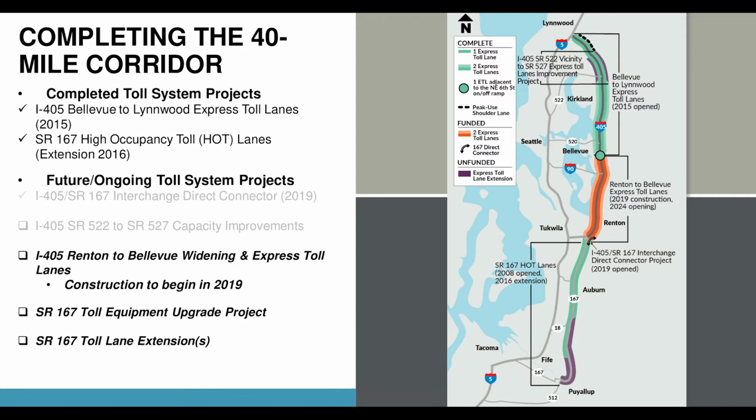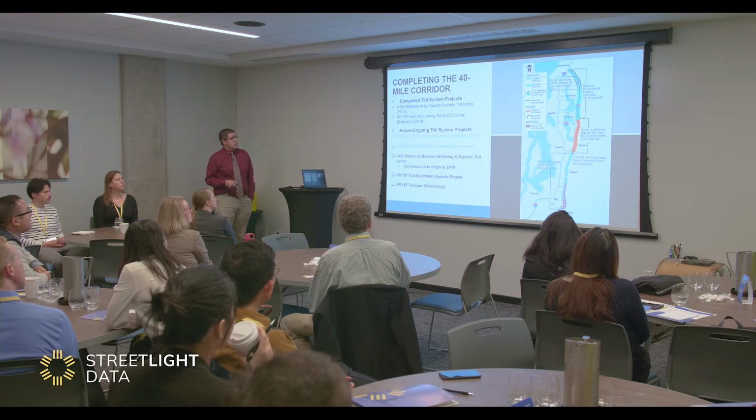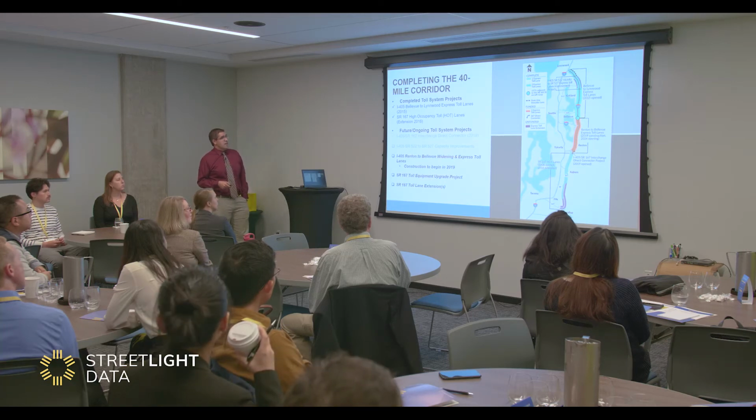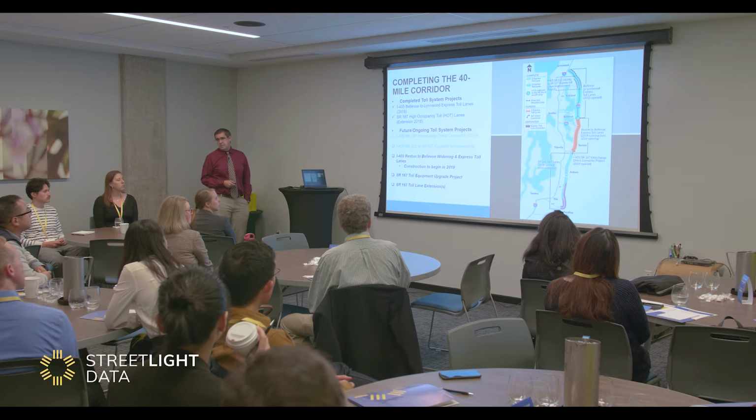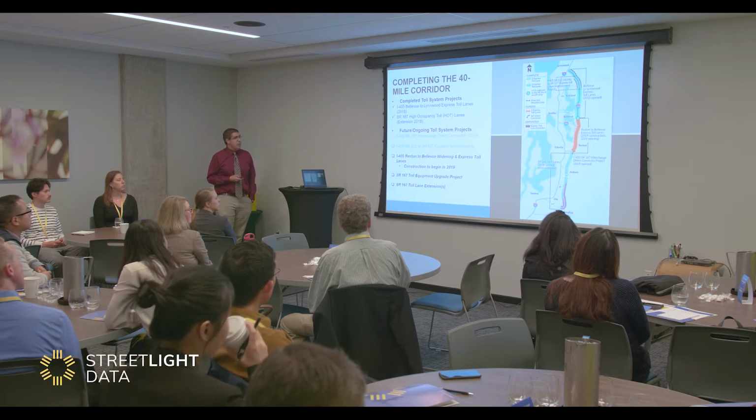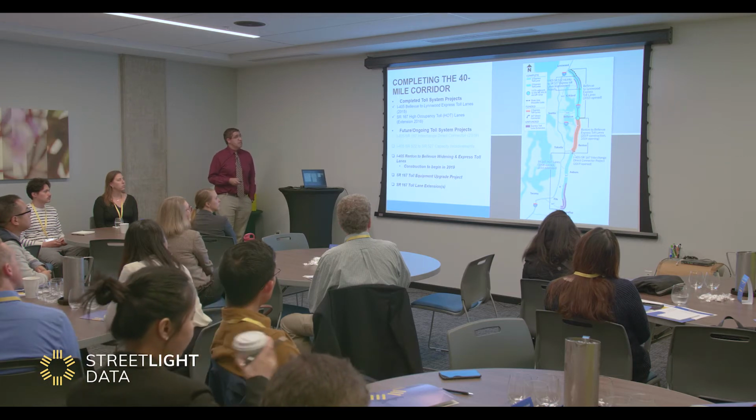If you look here in the orange, this is I-405 Renton to Bellevue. This is our missing link between our two toll lane systems. We actually just awarded a contract on this project. We're expecting construction to begin either very late 2019 or early 2020, with opening around 2024. A couple of the projects I'm going to be highlighting today are going to be focusing on this project. Also, back to this hot lanes project, we are expanding the system and looking to upgrade it. I've got another project that highlights that.